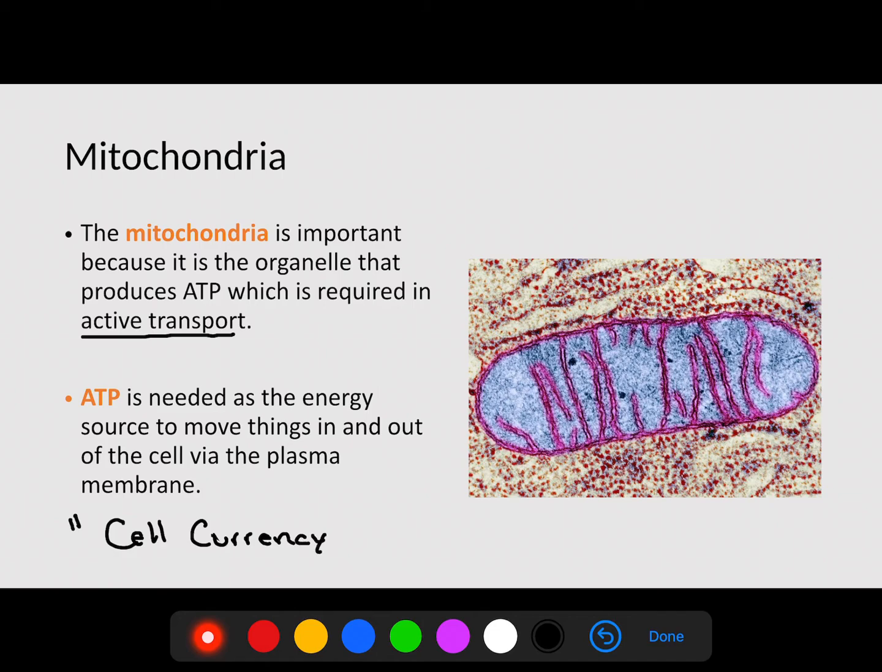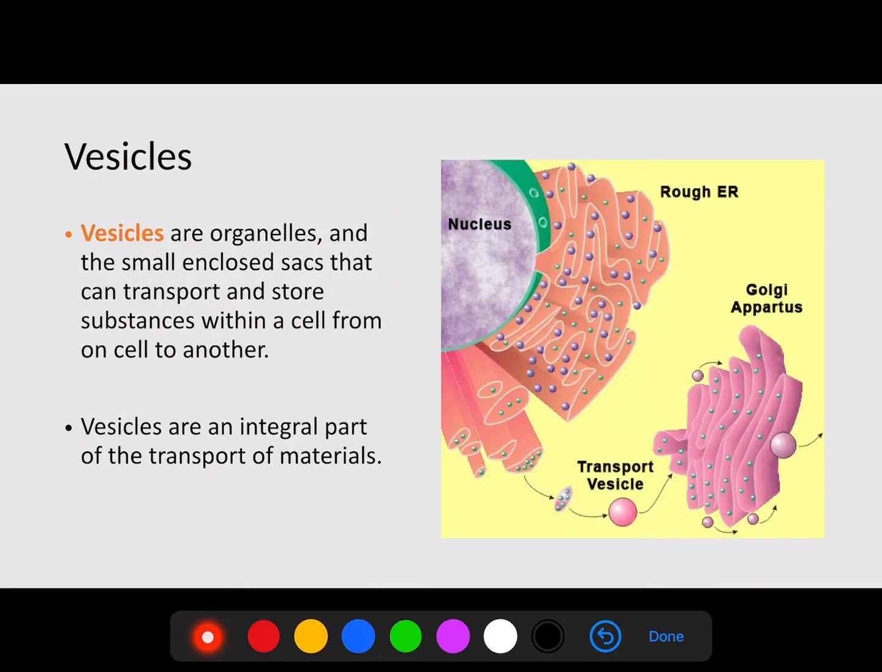It provides all of the energy needed to perform every task that we have in our cells. So vesicles, like we talked about in the Golgi apparatus, ship things, okay? So vesicles go from the rough ER to the Golgi apparatus and from the Golgi apparatus outside of the cell. So here's a vesicle. It's just a sphere of phospholipid bilayer that surrounds whatever it's shipping or modifies.